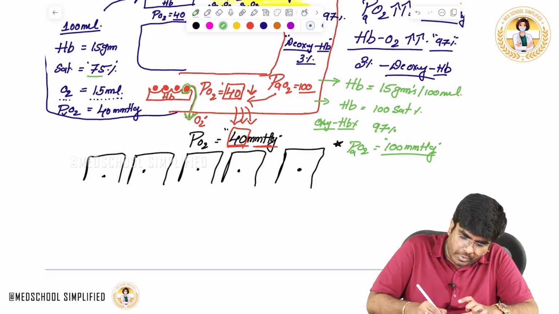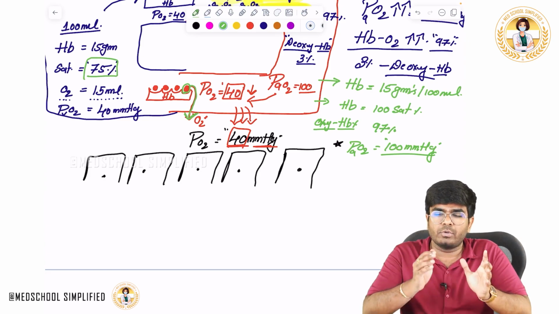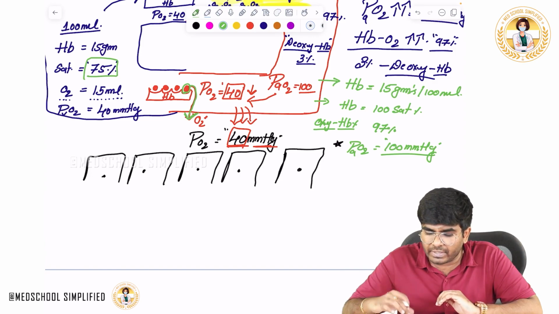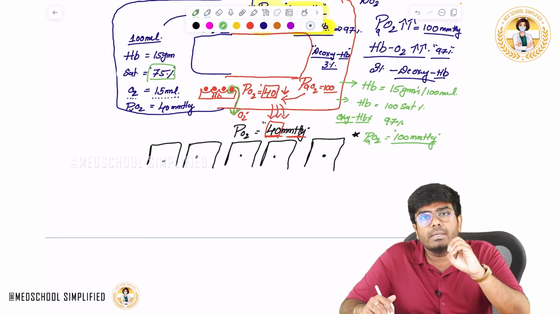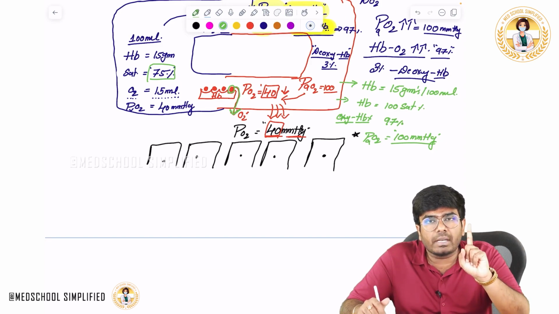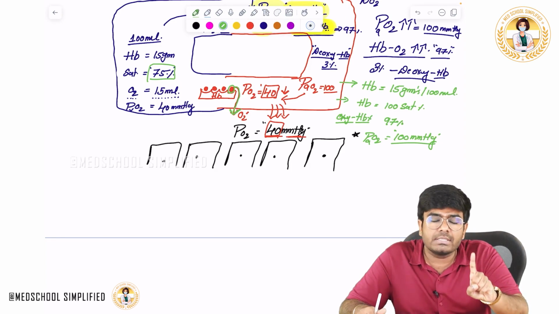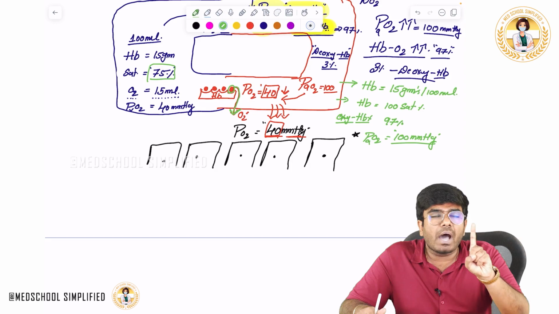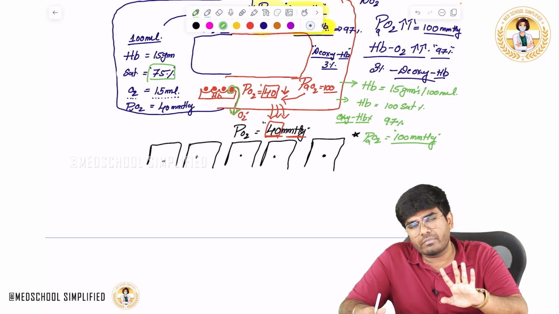Again hemoglobin is becoming how much percent saturated? 75%. Means one hemoglobin molecule again is going to bind with only 3 molecules of oxygen. 1 molecule of oxygen is delivered. So at the end of the day, the point which I want you to know is, partial pressure is determined by dissolved oxygen. Partial pressure is more means hemoglobin saturation is going to be more. Partial pressure is more means oxyhemoglobin is going to be more. This is the point which I want you to know.